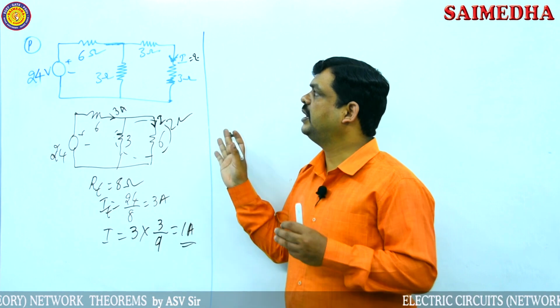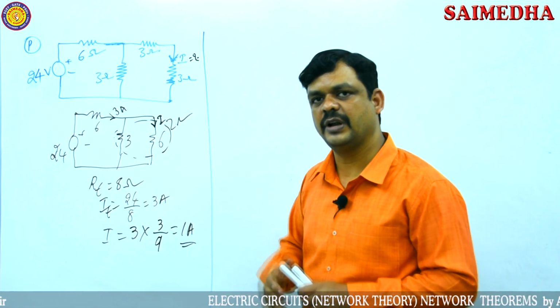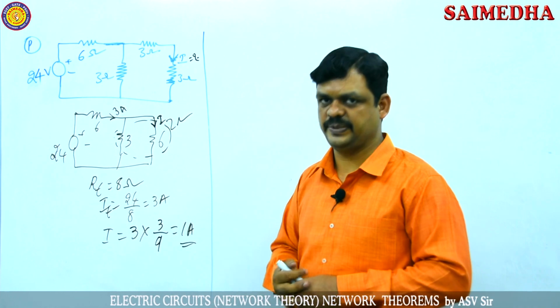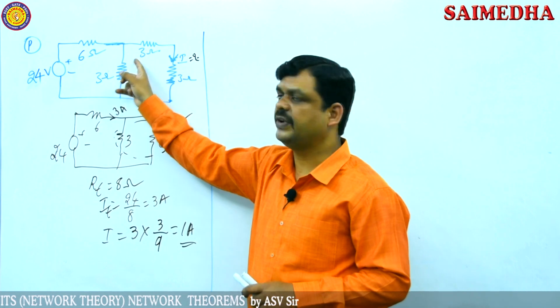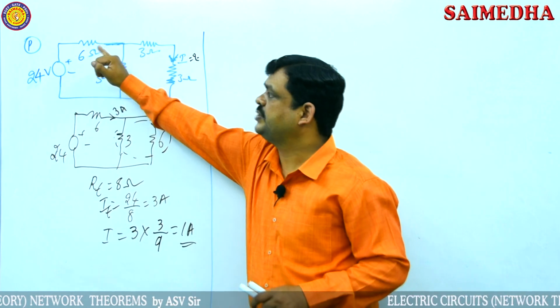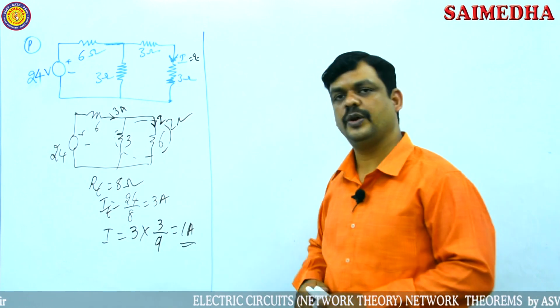So to find the current I in a given circuit, we can apply this simple technique for objective, multiple choice questions purpose, because it takes only 2 steps here. Just simplify this network and find out the total resistance. First find out the total current, then from that current apply the current division theorem, then it gives the 1 ampere.